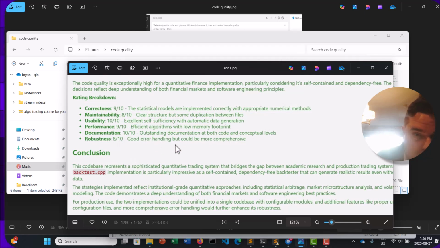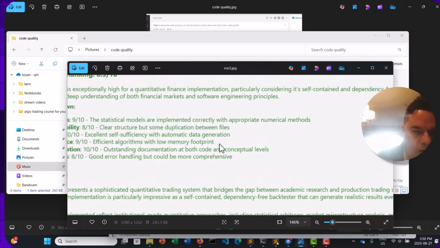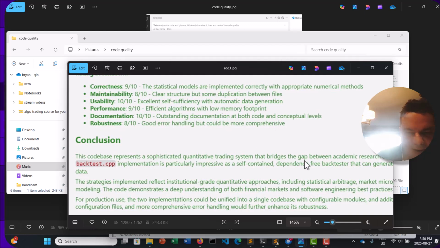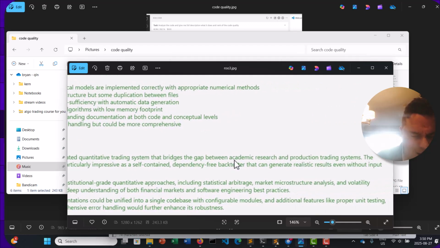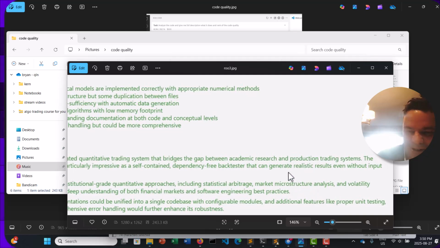Documentation, again, not me saying this. Outstanding documentation at both code and conceptual level. Robustness, good error handling, but could be more comprehensive. Again, we know all that. The code base bridges between, again, it repeats the same thing. I think it's using the same source, the other one. There just seems to be the same LLM generating the same language here.